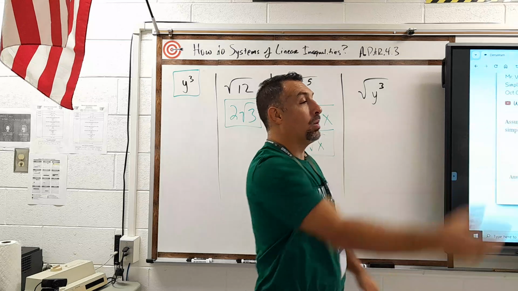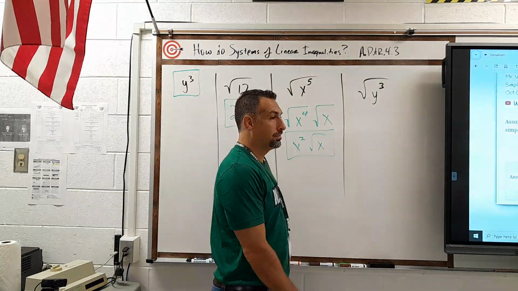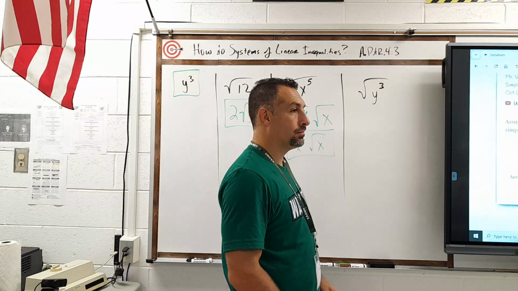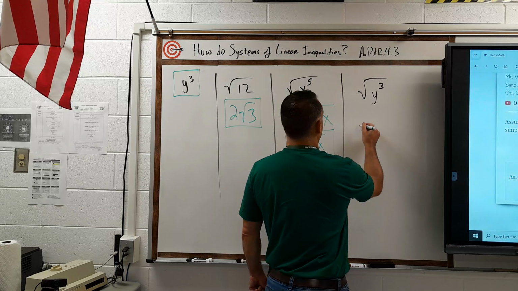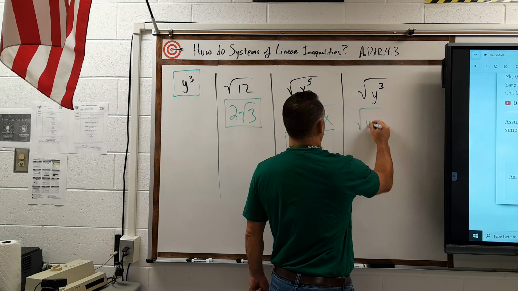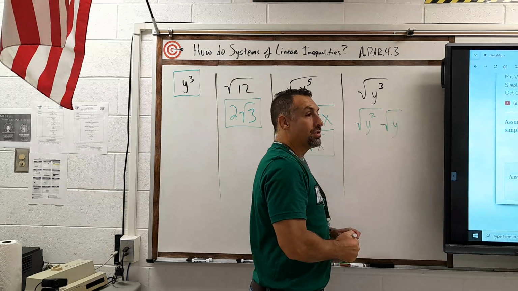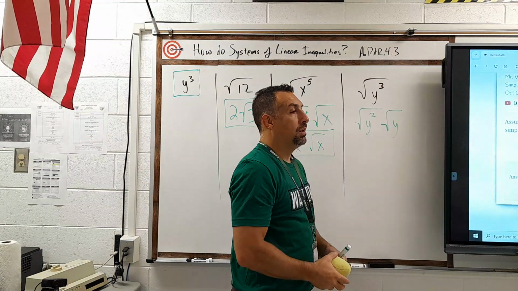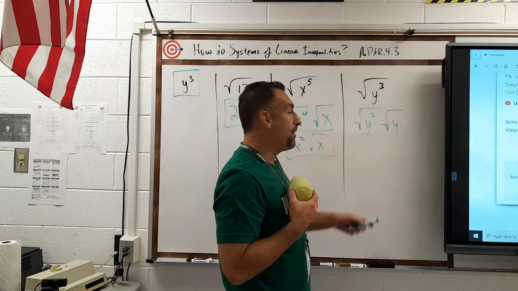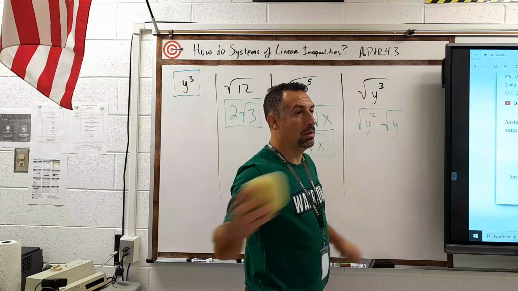What about the last one? You do square root y squared, and then square root just y. That's the odd rule, right? How can I finish simplifying this part?